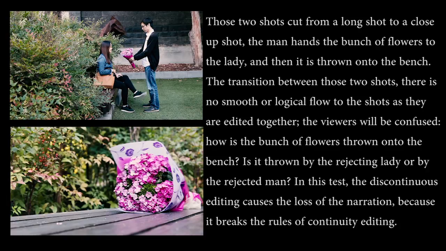Those two shots cut from a long shot to a close-up shot. The man hands a bunch of flowers to the lady, and then it is thrown onto the bench. In the transition between those two shots, there is no smooth or logical flow as they are added together. The viewers will be confused about how the bunch of flowers was thrown onto the bench. Is it thrown by the rejecting lady or by the rejected man? In this test, the discontinuous editing causes the loss of narration, because it breaks the rules of continuity editing.